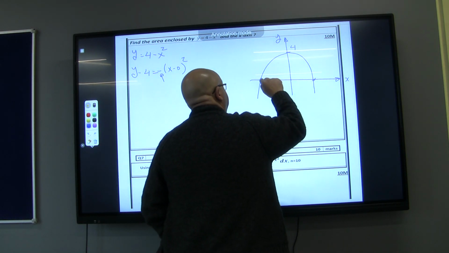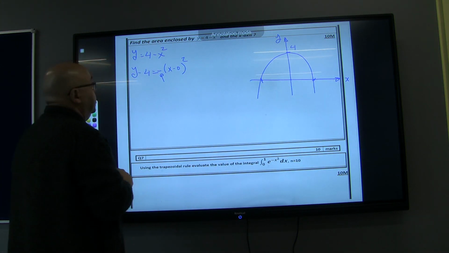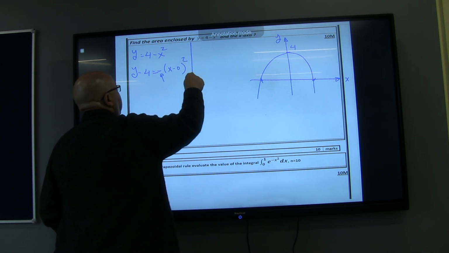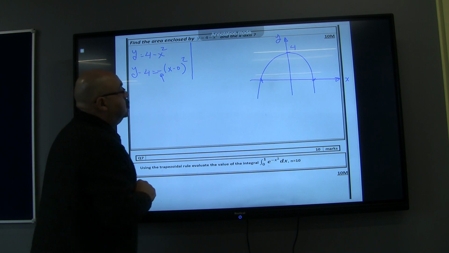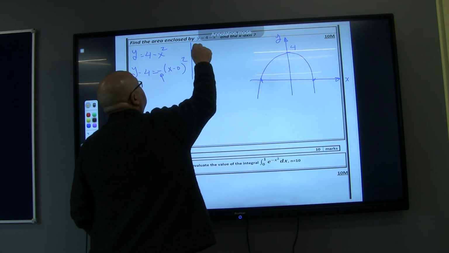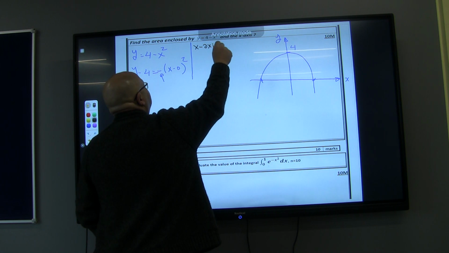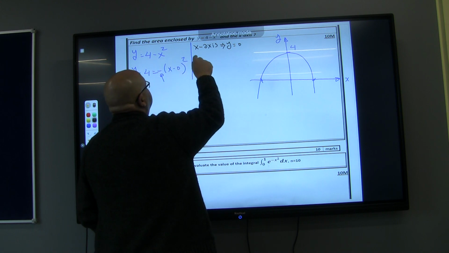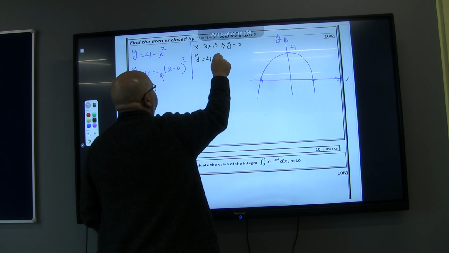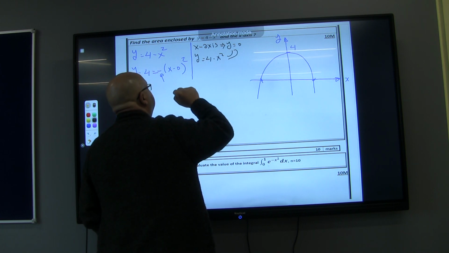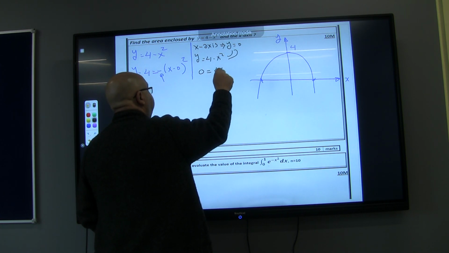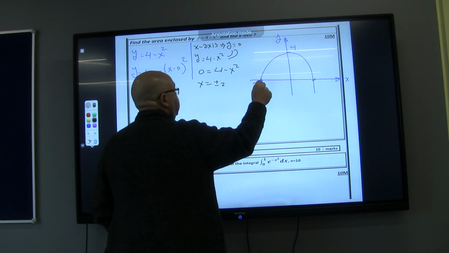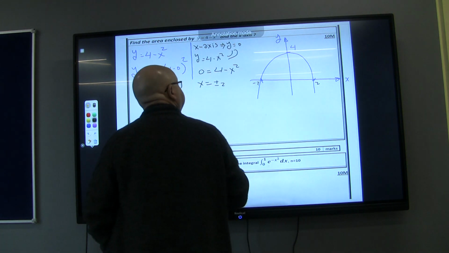I will need these 2 points in order to find the area enclosed by my curve. In order to find these points, I will have to solve the 2 curves together: the x-axis, which is simply y equals 0, and the main function, which is y equals 4 minus x squared. Solving these 2 together gives 0 equals 4 minus x squared. You will end up having x equals positive or negative 2, which makes sense. This is negative 2, this is positive 2.